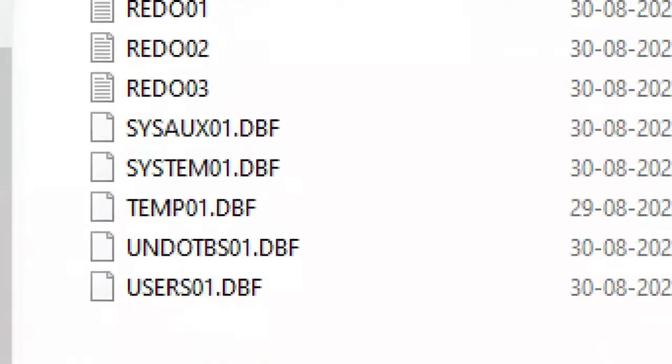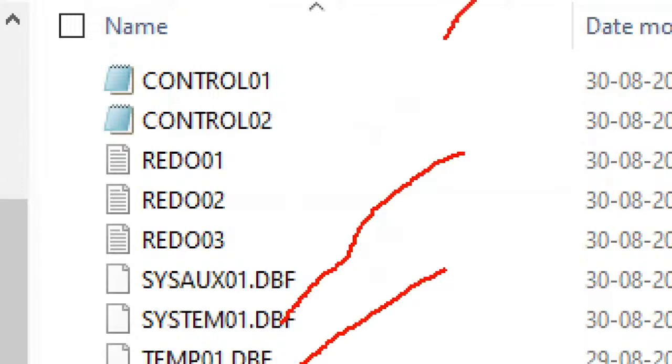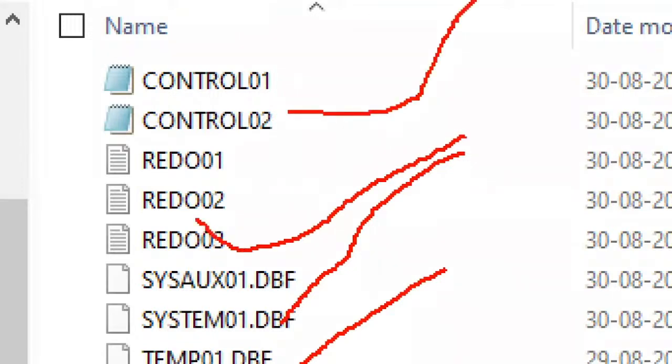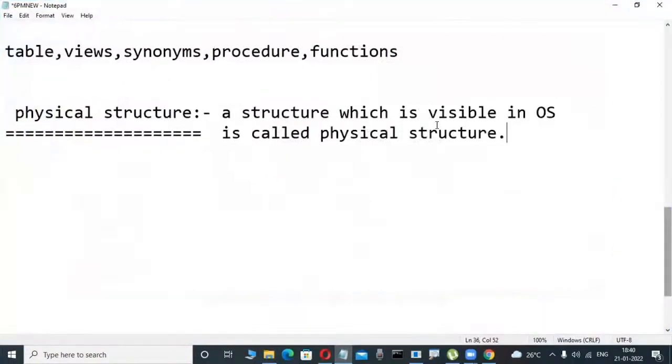These are data files, .dbf files and so on. What is this? You don't have an idea; later you will become familiar with control files and redo log files. These are files in a structure which is visible in the operating system. That is called the physical structure.